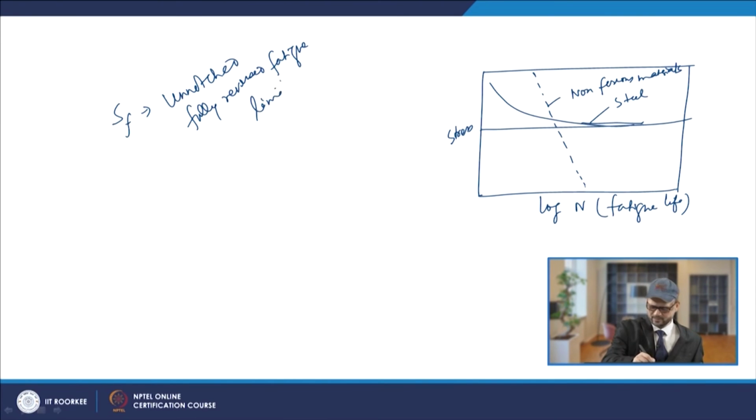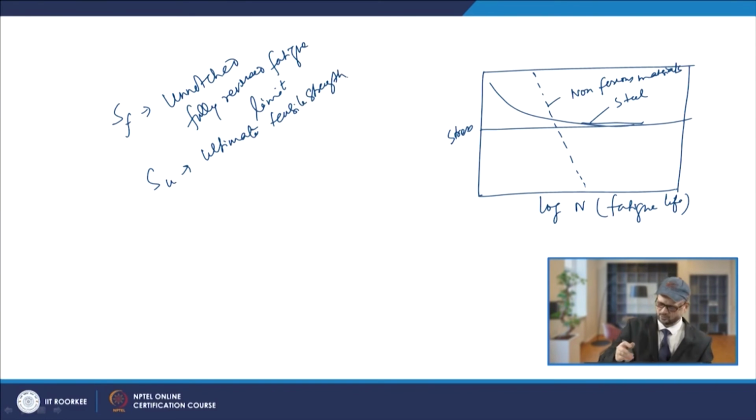So that is your SF, and then we compare it with the ultimate tensile strength. Your SU is the ultimate tensile strength. Then we take its ratio, SF upon SU. This SF upon SU is known as the fatigue ratio.